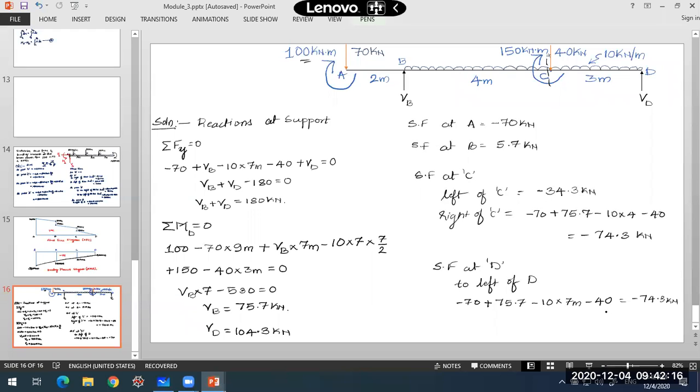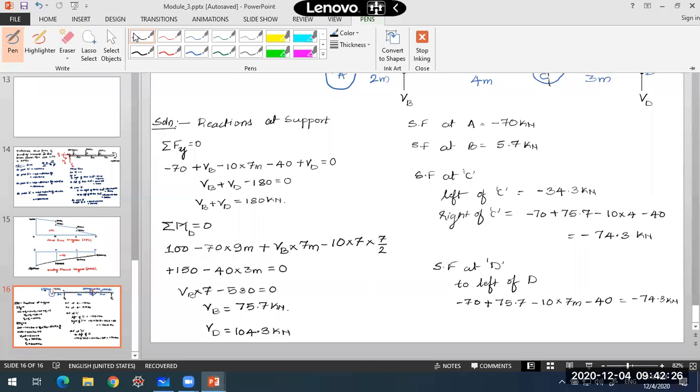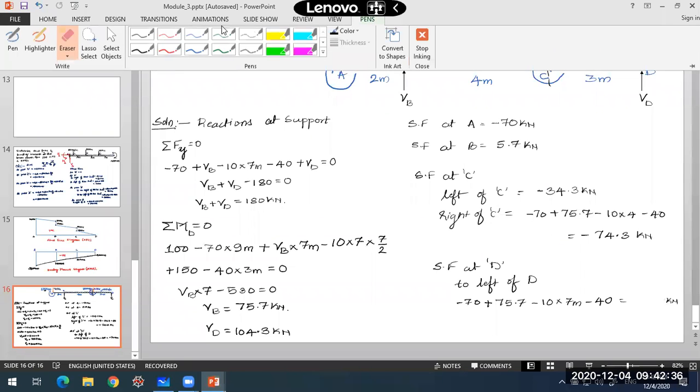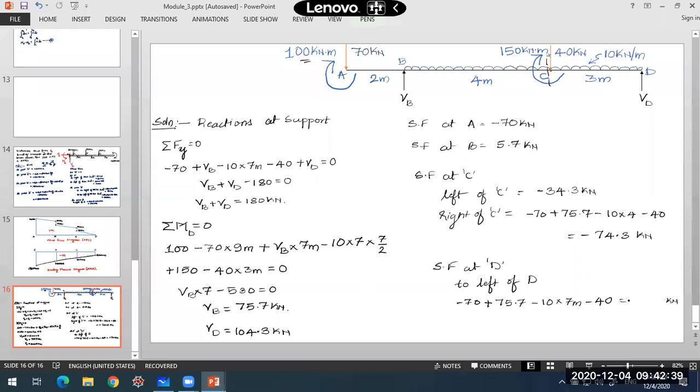So this will be minus 74.3 still. Sorry, it will change, because the UDL length is now 7 meters. So this value will change: it comes out to be minus 104.3, which is the same as VD. So at the end supports, this is what you get; they will be equal to VD.